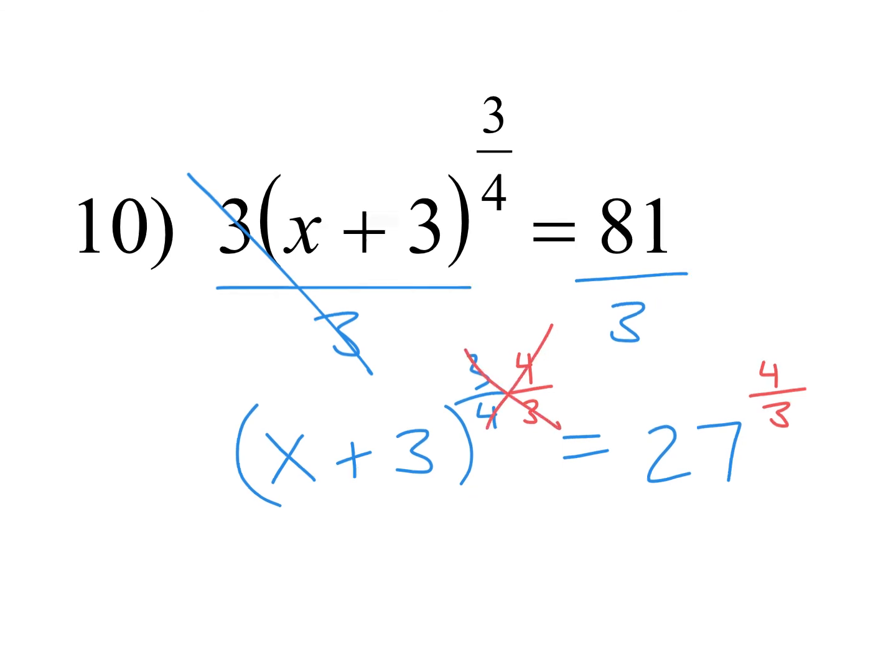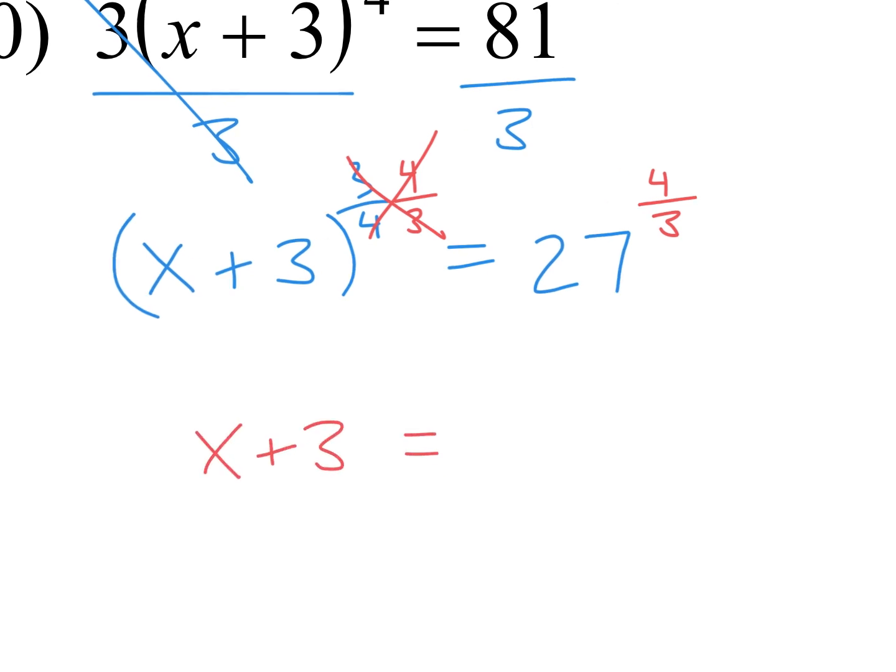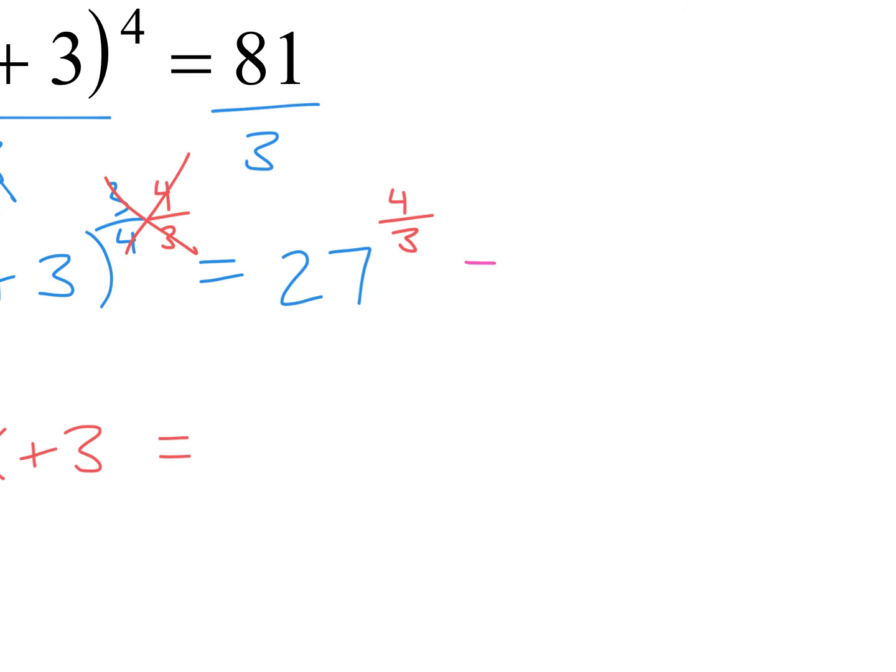Cancels. So what am I left with on the left side? X plus 3. And then on the right side, we got to figure out what 27 to the power of 4 over 3 is. So we have our radical. What's our index? What goes out front? 3. What goes up top? 4. So what are some factors of 27?